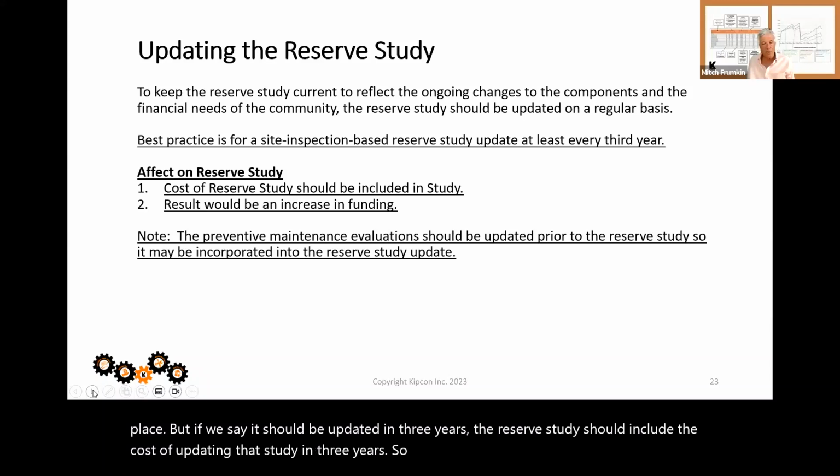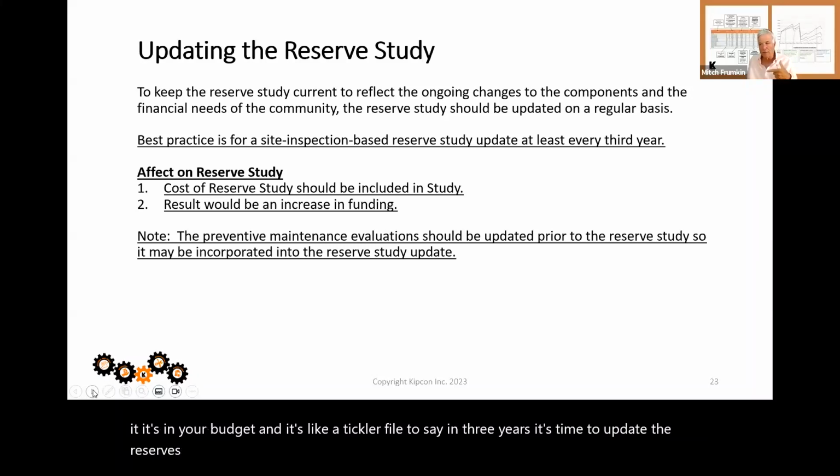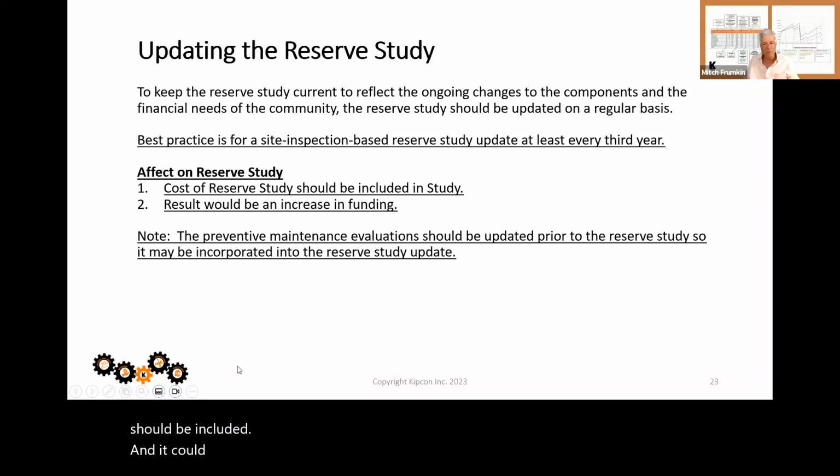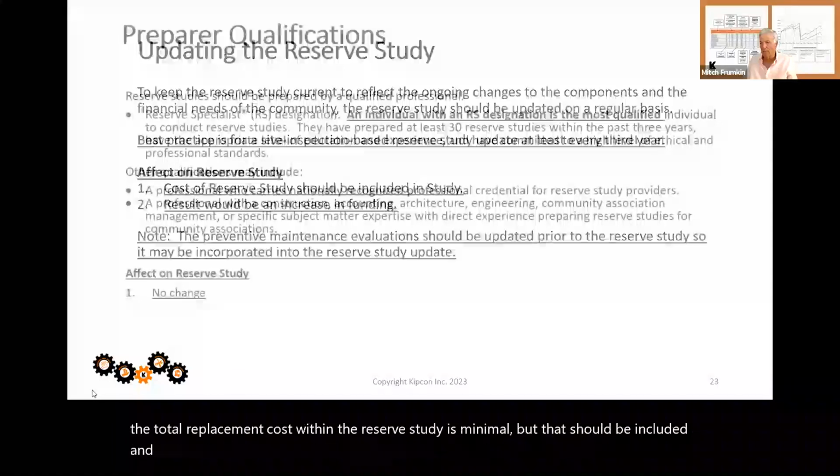So you're paying for it on an annual basis, but then it's in your budget and it's like a tickler file to say in 3 years, it's time to update the reserve study, and you do have the money for doing it. So the cost of the reserve study should be included, and it could result in an increase of funding, but the cost of reserve studies as compared to the total replacement costs within the reserve study is minimal. But that should be included, and we do include them now.